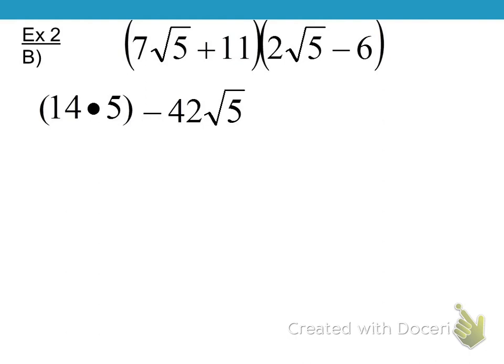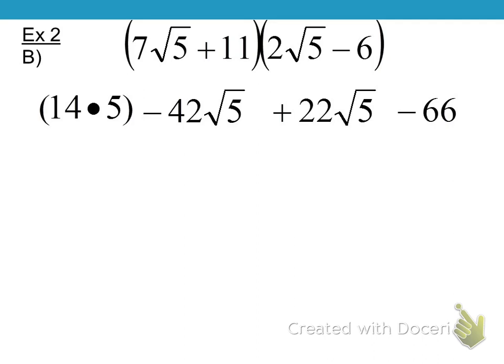Then I'm going to distribute the 11. So 11 times 2 square root 5 would be 22 square root 5. And in the back, what's 11 times 6? 66. Minus 66. Good.